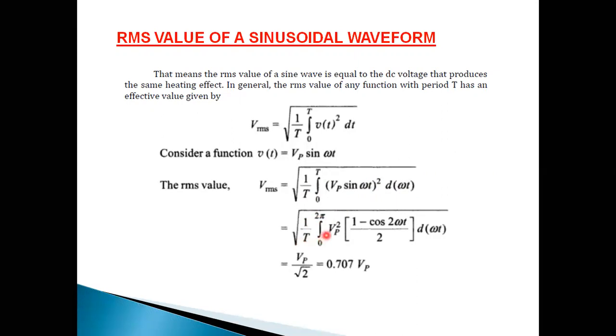1 by time period, 0 to 2 pi, Vp square. I'd like to write sine square theta equal to 1 minus cos 2 theta by 2, d omega t. Apply this entire integration here, and substitute the limits 0 to 2 pi. We get the final value as Vp divided by root 2. That is the RMS value, approximately 0.707 Vp, which is the root mean square value of a sinusoidal waveform, or periodic waveform.